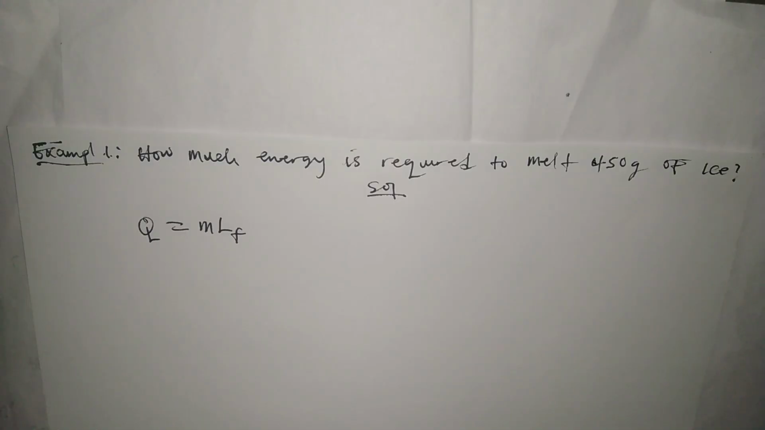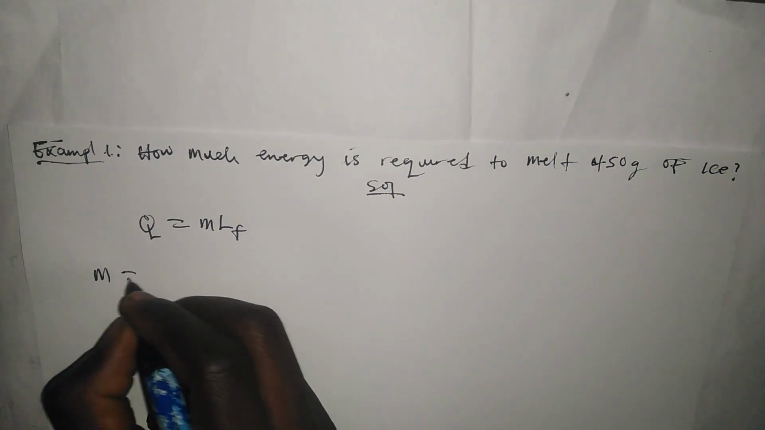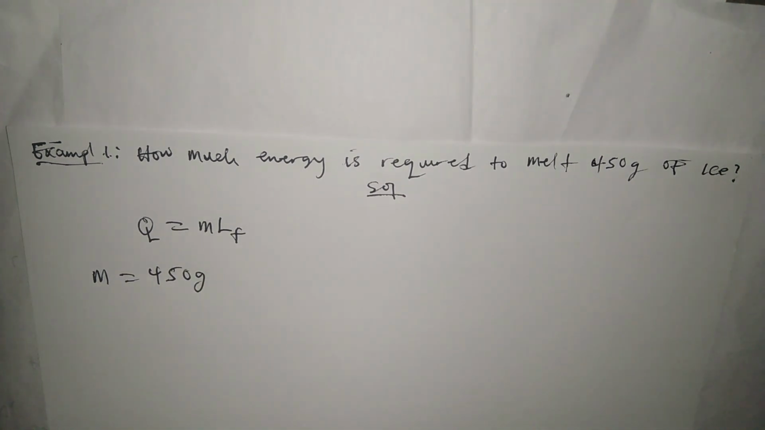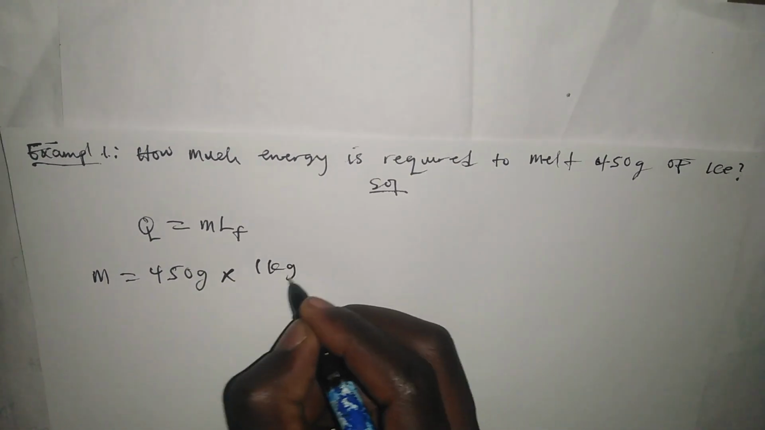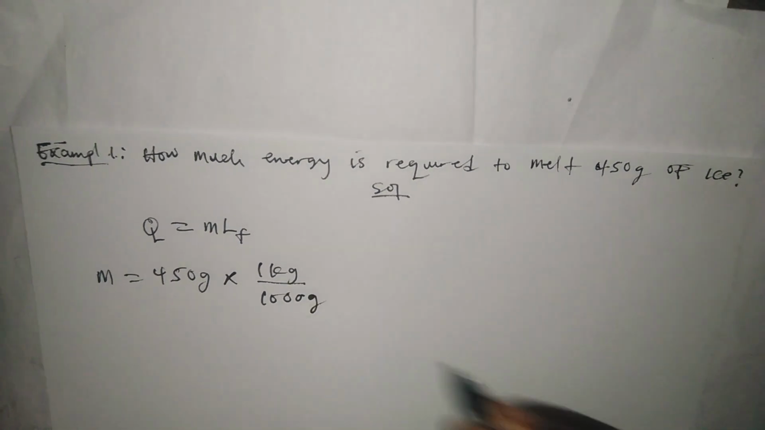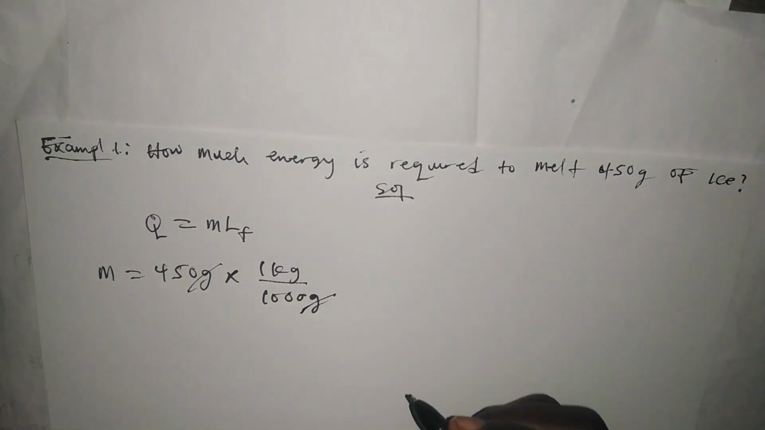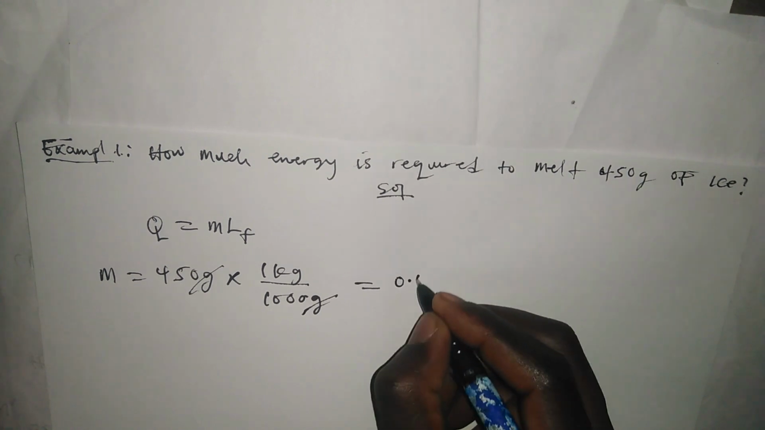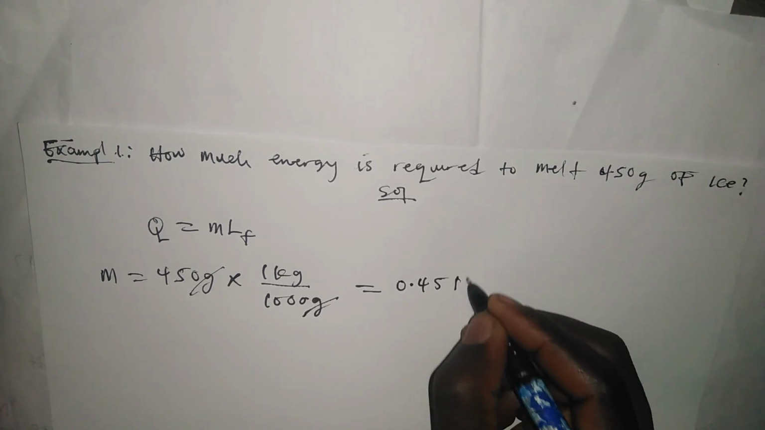Since the value of LF, our latent heat of fusion, is in joules per kilogram, let's convert the mass of the ice from grams to kilograms. So we know the mass of the ice, m, is equal to 450 grams. To convert this to kilograms, we multiply. We know that 1 kilogram is equivalent to 1000 grams. Now the grams will cancel. So what we'll have is 450 times 1 divided by 1000, and we get 0.45 kilogram.